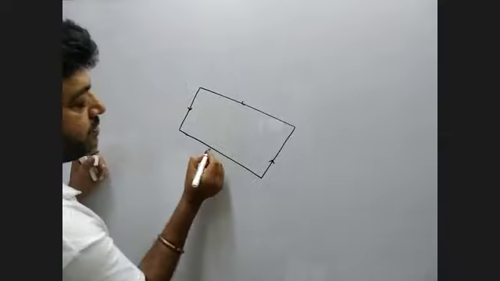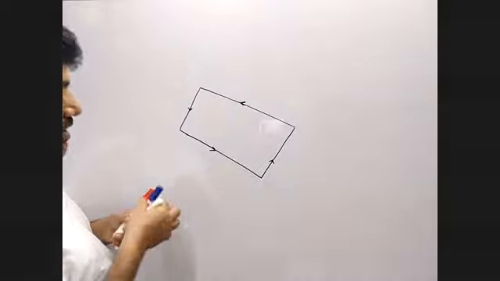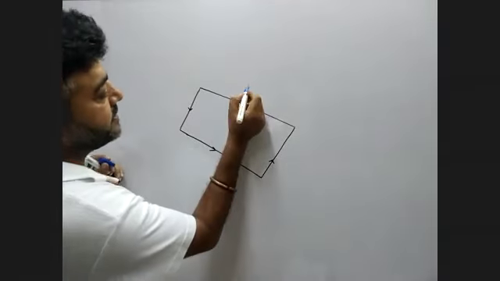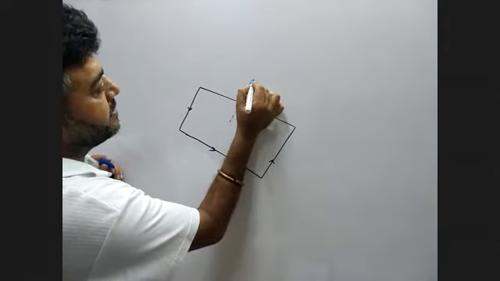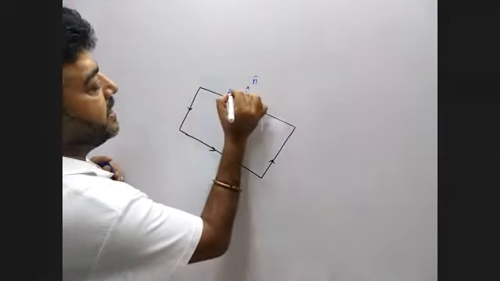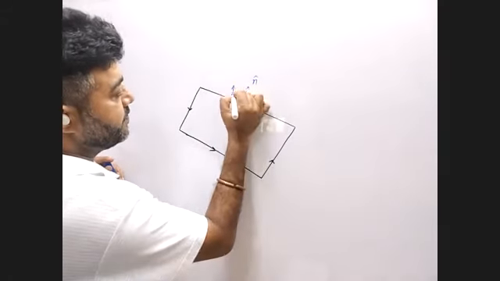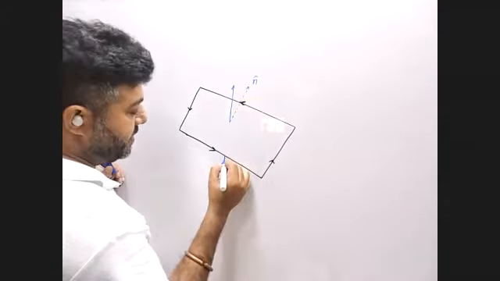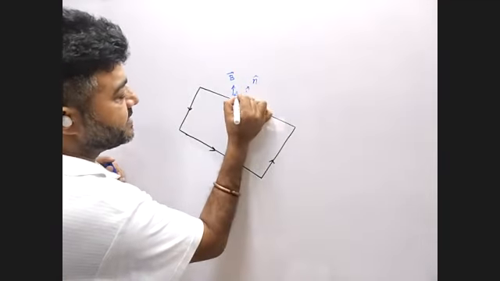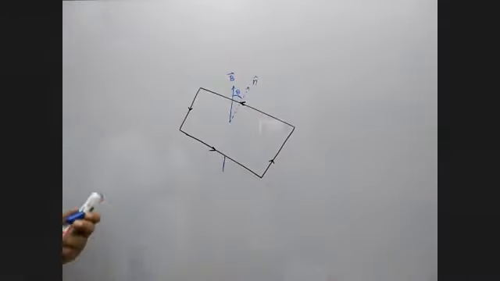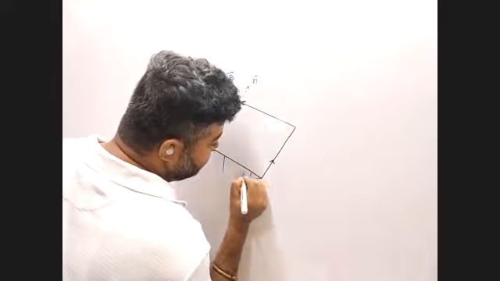This is my rectangular loop. This is my unit vector, always normal to the surface. And this is my magnetic field, the red one which I showed you. So the magnetic field and the unit vector make an angle theta. So basically this is an inclination theta.